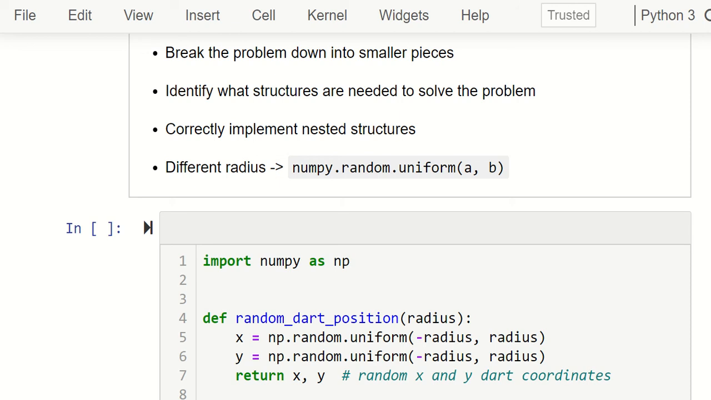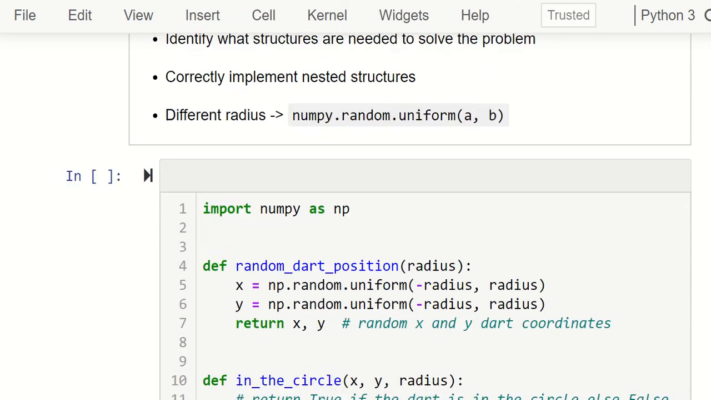So that's the next thing that we'll have to do. We'll have to generate a while loop. In the while loop, we'll call this function random dart position to represent a single dart throw. We'll have to count the number of times the dart is inside the circle, inside this square, and we'll then from that calculate the value for pi and compare it to some tolerance to see whether it's accurate enough. Once it's accurate enough, we'll exit the loop.